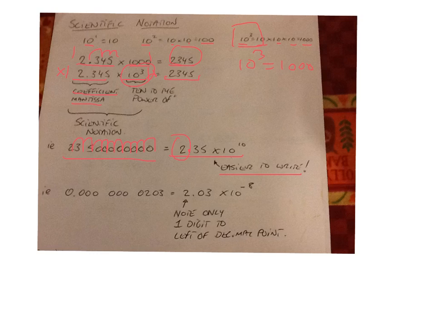And similarly, if we have a very, very small number like this, 0.00000000203, then we can rewrite that by counting the number of places from the existing decimal point to just to the right side of the first digit greater than 0, the digit that's between 1 and 9. So we say 1, 2, 3, 4, 5, 6, 7, 8. So that's 2.03 times 10 to the minus 8, for the 8 steps that we took. Okay, so note only one digit to the left of the decimal point here, and here as well.